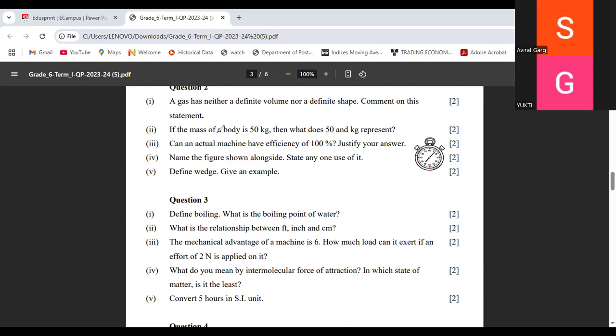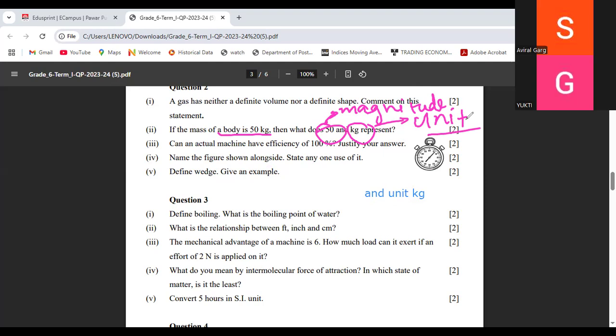Then this question. If the mass of a body is 50 kg, then what do 50 and kg represent? So 50 here represents the magnitude. And kg here represents the unit. But for 2 marks, you have to explain it. Okay. So there was a paragraph or pointers given in your textbook: the unit and the number, and it tells how many times that unit is contained in that quantity. This is about the magnitude.